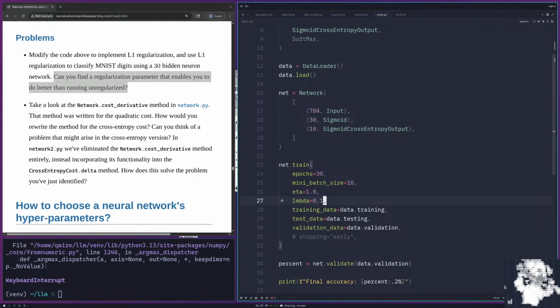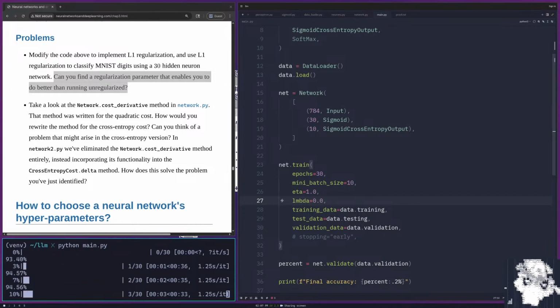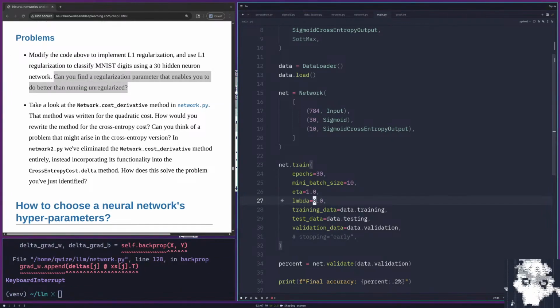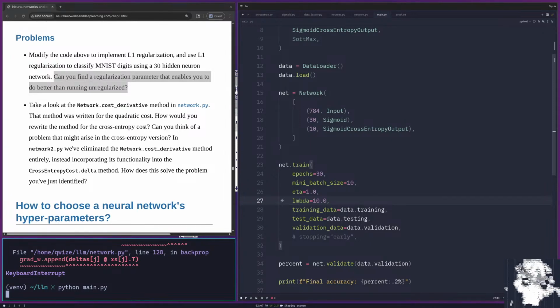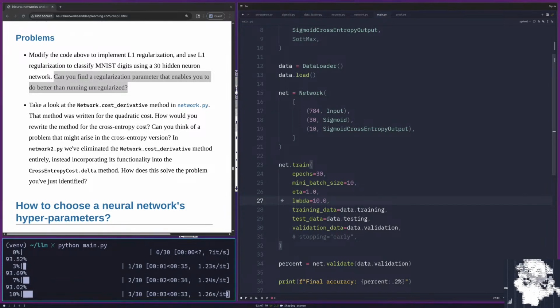It's actually hard to see the effect of regularization now that we've got the weights initializing better. Because if I set lambda to 0, it still works pretty well. 93, 94, 94. Let's say I set it to be really high, 10. It's so hard to tell if it's helping or hurting.